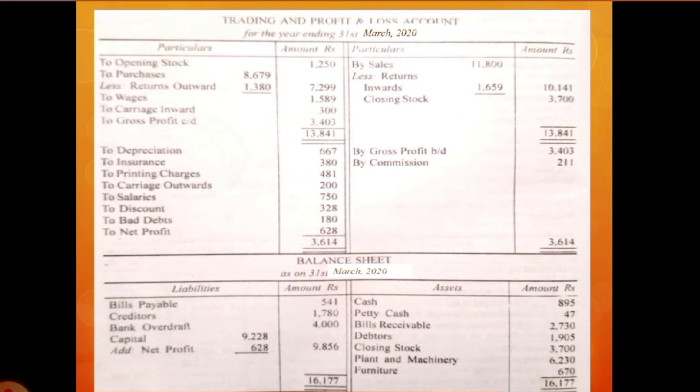So as it is given outside the trial balance, it will have two effects. So one effect we write here, by closing stock on the credit side of trading account, and another effect will be that same amount of closing stock will be written on the asset side of the balance sheet, 3,700.